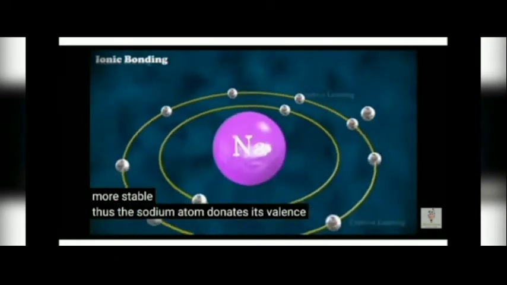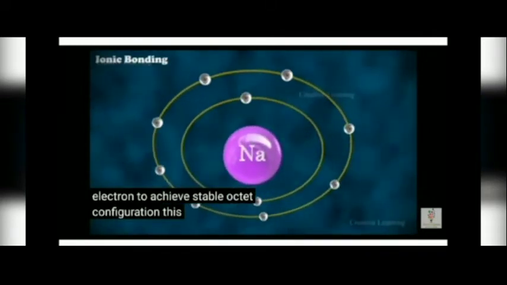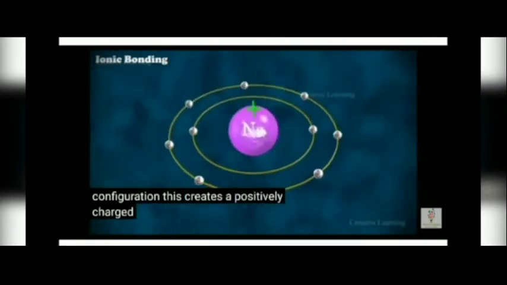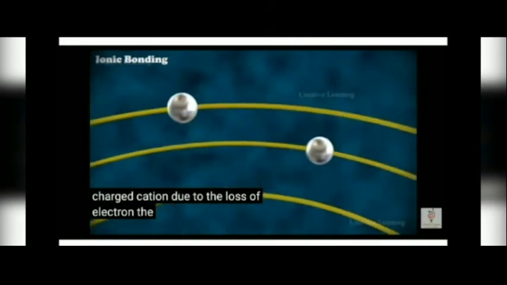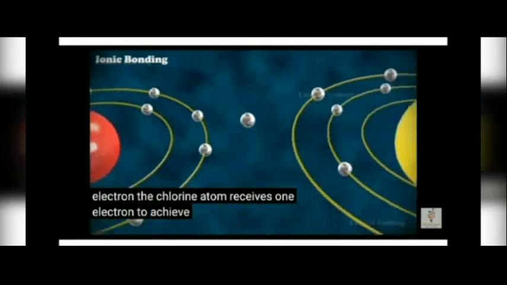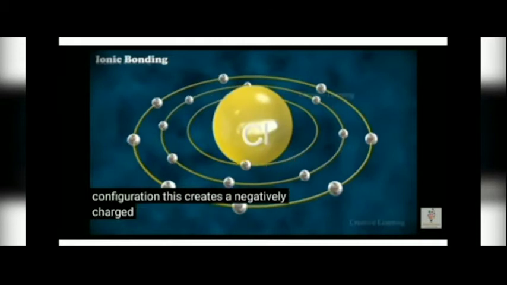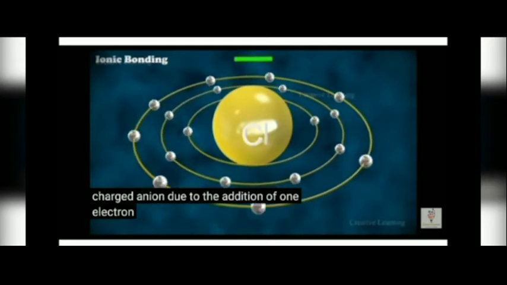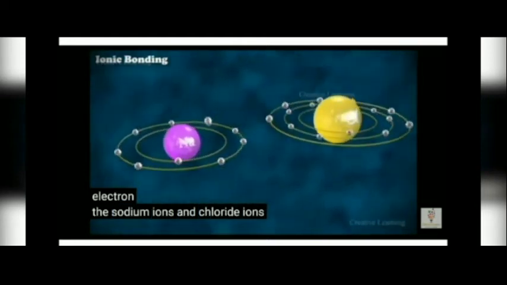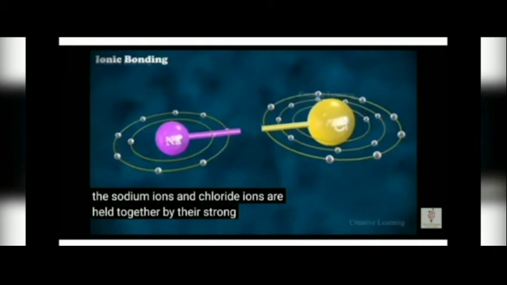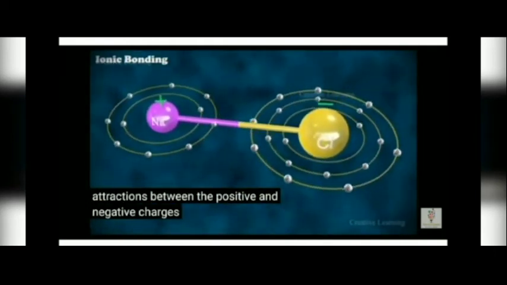Thus, the sodium atom donates its valence electron to achieve a stable octet configuration. This creates a positively charged cation due to the loss of an electron. The chlorine atom receives one electron to achieve its stable octet configuration. This creates a negatively charged anion due to the addition of one electron. The sodium ions and chloride ions are held together by strong electrostatic attraction between the positive and negative charges.